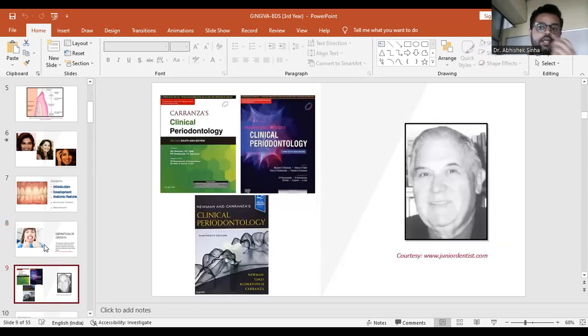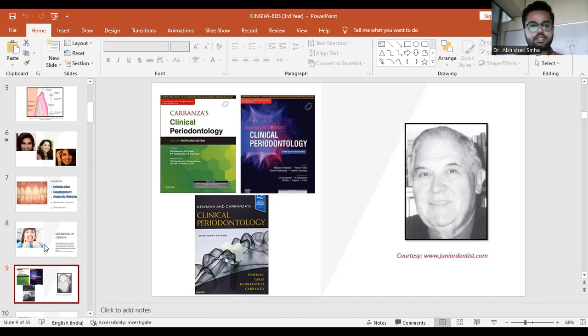Now, there are certain reference books that I thought you should know, which you need to refer to while you are studying the subject of periodontology. Basically it is Carranza, which is at your level a very important textbook. At postgraduate levels, the number of textbooks increases. But at your level, you need to know these three must-have books.